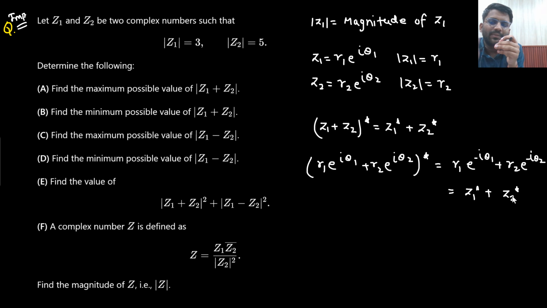Now we need to find the maximum and minimum possible values, and the magnitudes are also given. The value of R1 is given as 3, the value of R2 is given as 5. So all these things we need to find out. The maximum possible value of the magnitude of Z1 plus Z2. So first let's talk about Z1 plus Z2. What is your Z1 plus Z2? It is nothing but R1 e to the power iota theta 1 plus R2 e to the power iota theta 2.